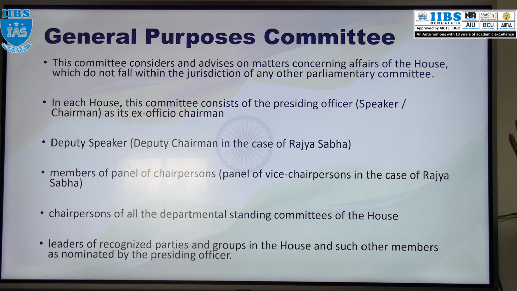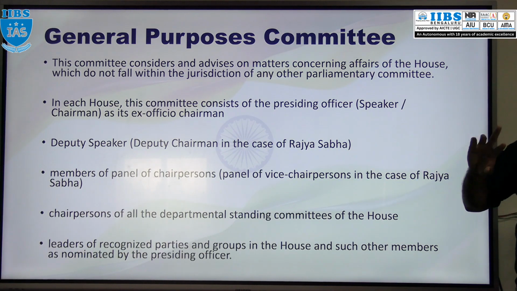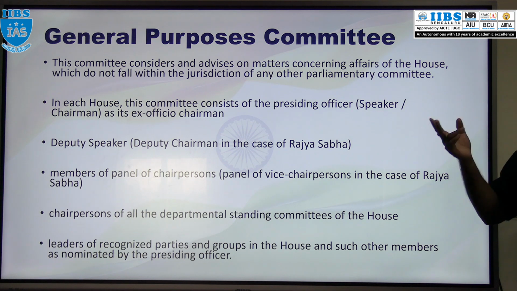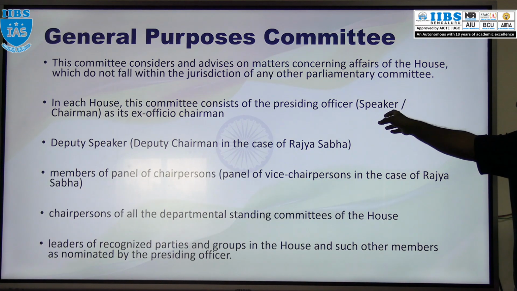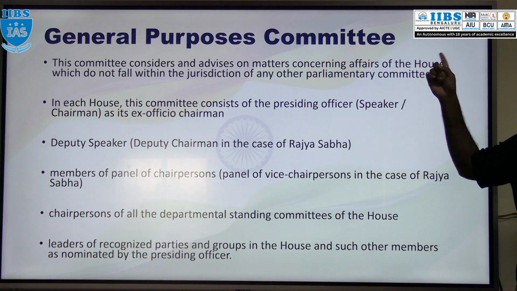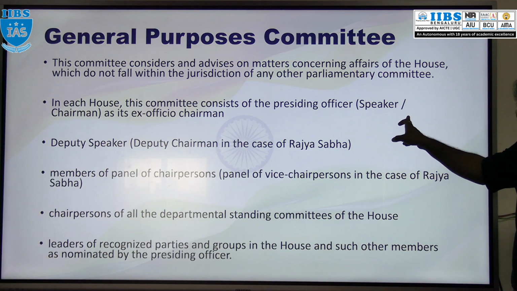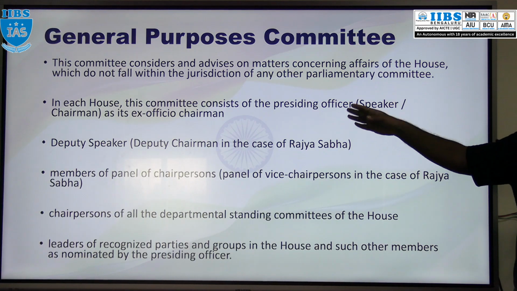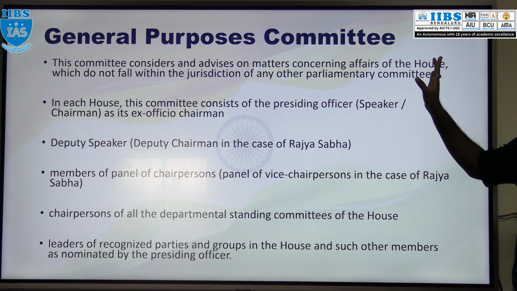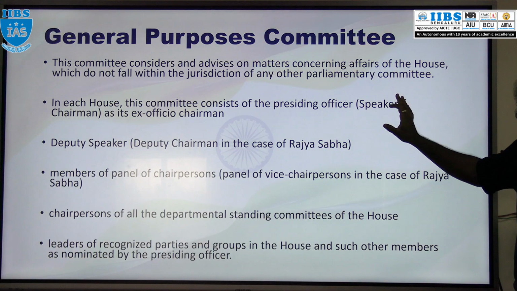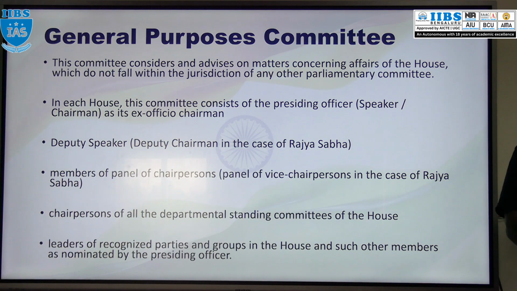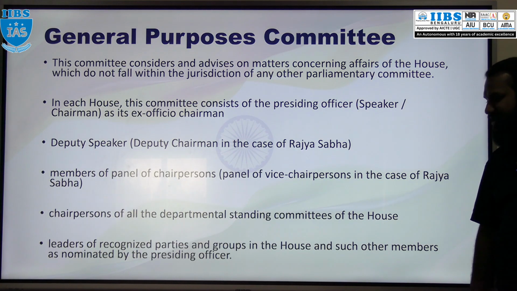Okay, so what is the composition? If you observe, this committee is in both the houses of the parliament. In Lok Sabha also this committee is there, Rajya Sabha also the committee is there. The Lok Sabha Presiding Officer, which is the Speaker, is the chairman, and in Rajya Sabha, the chairman of Rajya Sabha is the chairman of this committee. Apart from the chairman, the Deputy Speaker is a member of this committee in case of Lok Sabha, and the deputy chairman is a member in case of Rajya Sabha, and members of the panel of chairpersons. I hope you remember, we discussed. So those are also members of this committee. In case of Rajya Sabha, members of the panel of vice chairpersons.